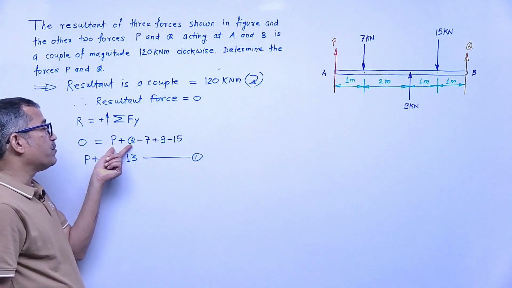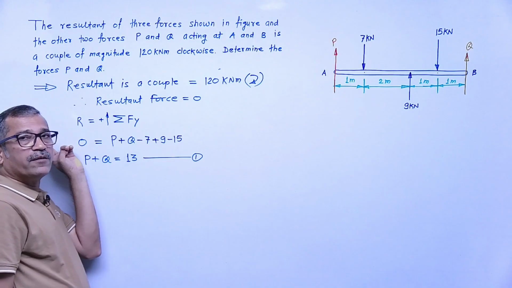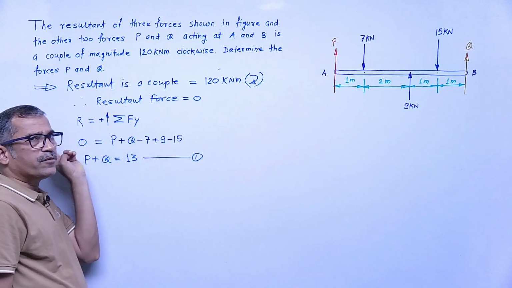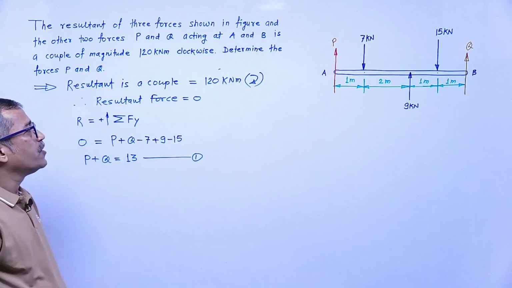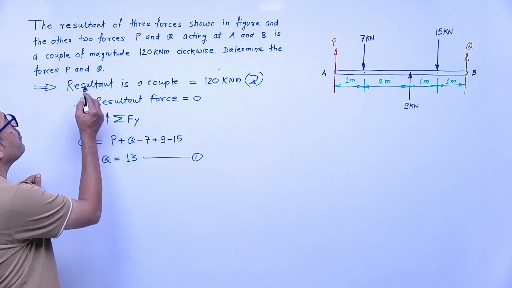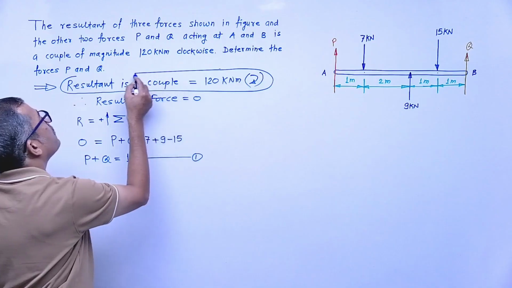देखो P and Q equal के पास it is 7 इधर गया plus हो गया plus 15 हुआ 22 and 9 minus हो जाएगा 22 minus 9, 13 हो गया. Number 1, first equation. Next equation we'll find out from this one. Resultant is a couple of this magnitude.